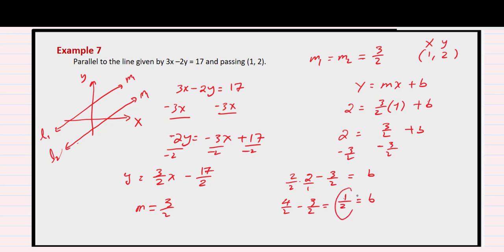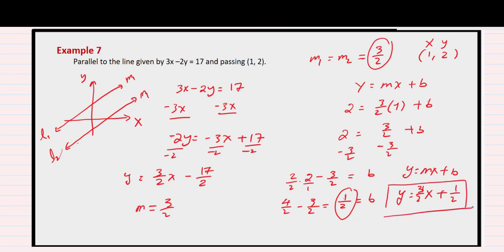Now I have the y-intercept and we have the slope, so we can find the equation of the second line. That's going to be y equals mx plus b. So y equals the slope of the second one, which is the same as the first one, 3 over 2 x, and the y-intercept is 1/2. This will be the equation of the second line.